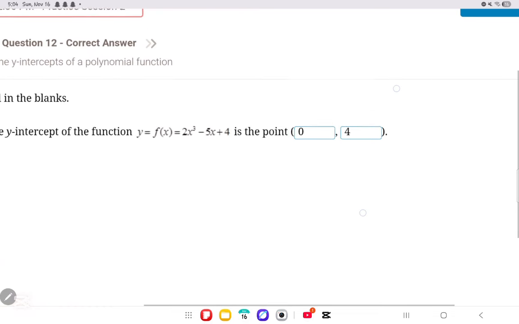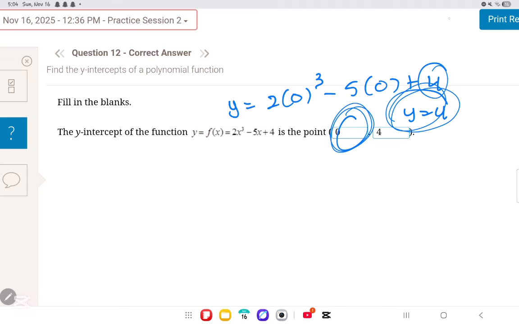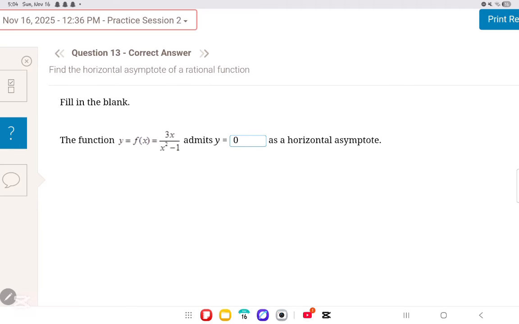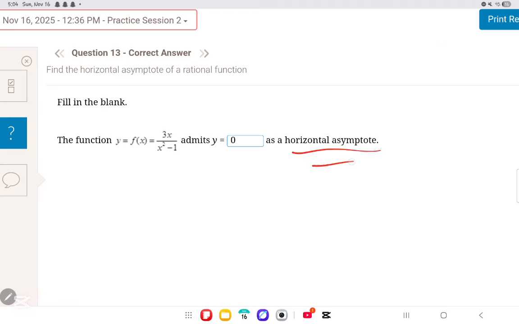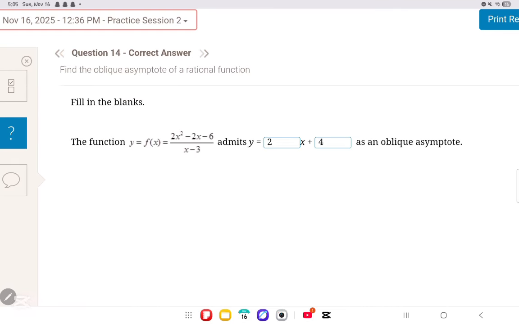The y-intercept. How do you find the y-intercept? That means x is 0, right? So y is equal to 2 times 0 minus 5 times 0 plus 4. That means y is equal to 4. And my x is equal to 0. We'll move on to question number 13. They want what this function admits as a horizontal asymptote. We check the numerator and denominator. Numerator is less than denominator, so directly y equals 0 is my horizontal asymptote. We move on to question number 14.